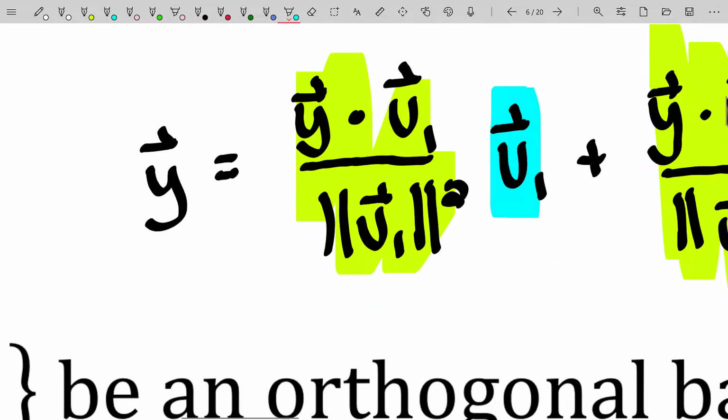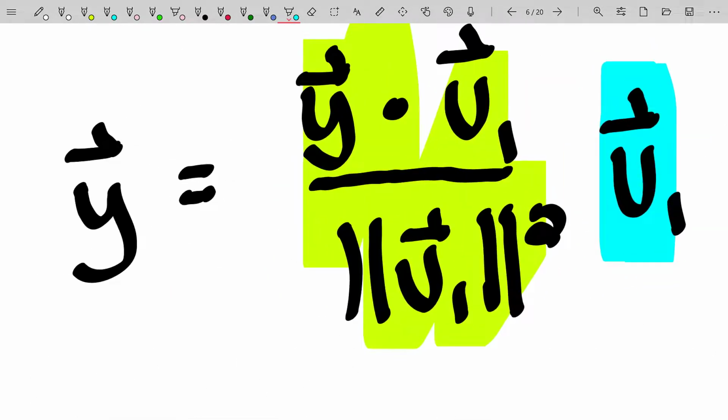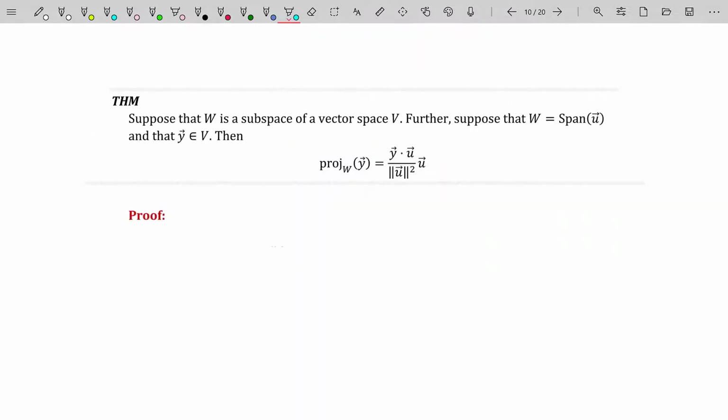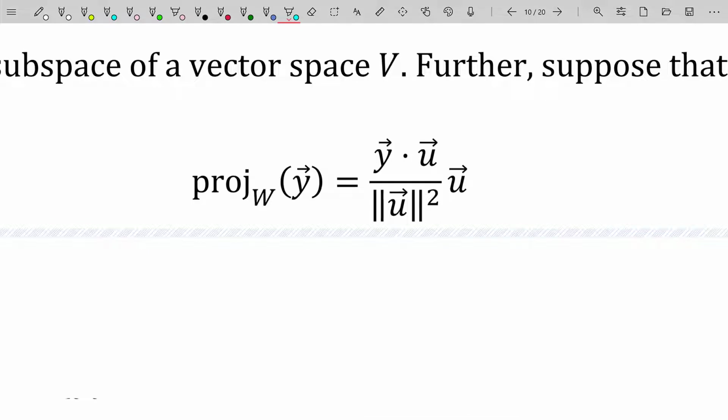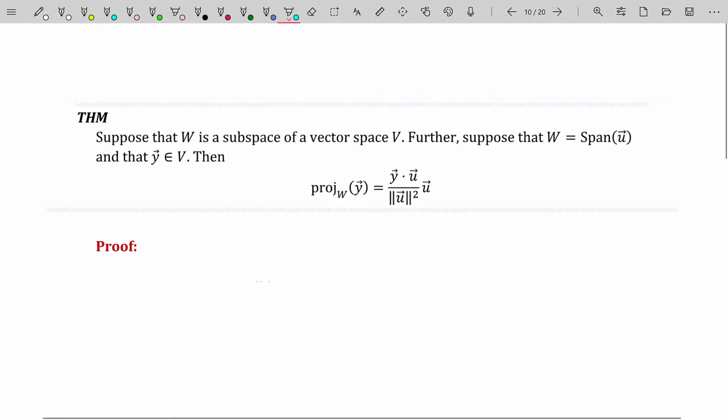So all we're going to work on right now is just saying, hey, guess what? I could write y as y dotted with u over the magnitude of u squared times the vector u. And that's what you see right here. That's going to be called our orthogonal projection of y onto w. So let's start the proof.